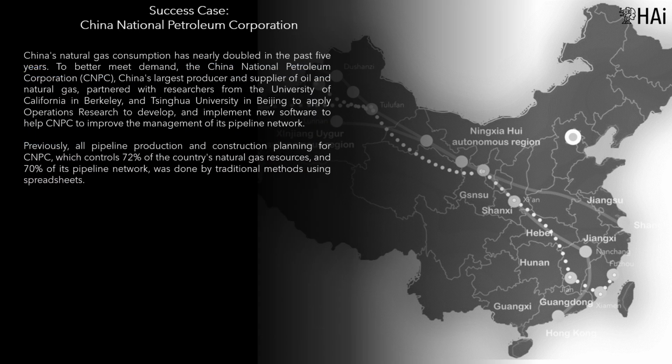China's natural gas consumption has nearly doubled in the past 5 years. To better meet demand, the China National Petroleum Corporation, CNPC, China's largest producer and supplier of oil and natural gas, partnered with researchers from the University of California in Berkeley, and Tsinghua University in Beijing to apply operations research to develop and implement new software to help CNPC to improve the management of its pipeline network. Previously, all pipeline production and construction planning for CNPC, which controls 72% of the country's natural gas resources and 70% of its pipeline network, was done by traditional methods using spreadsheets.